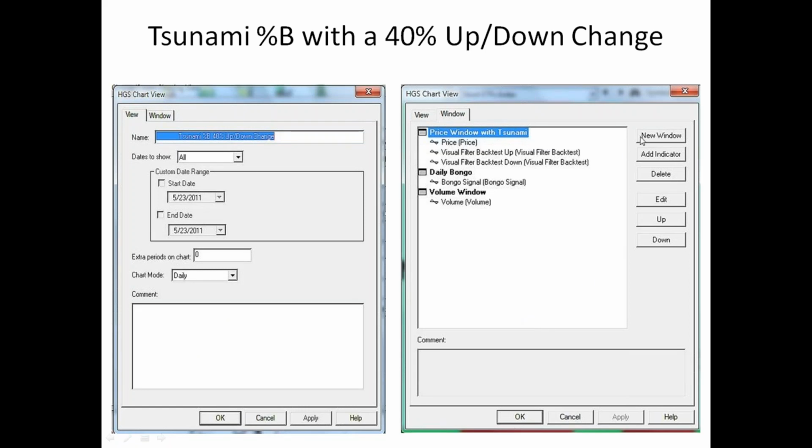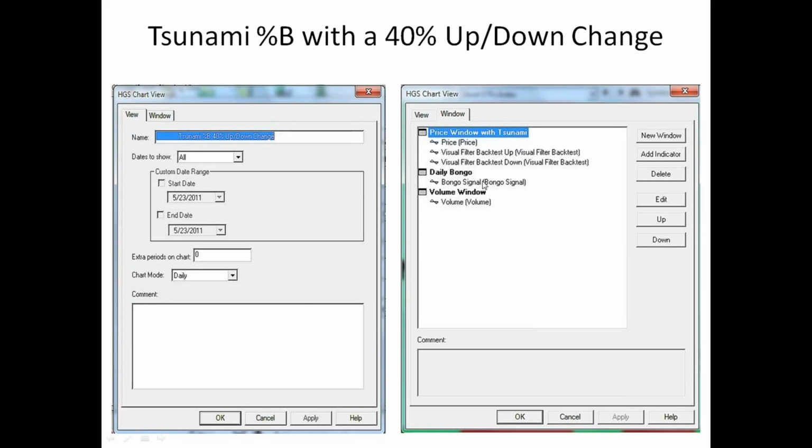And you see you've got new window, add indicator, delete, edit, up or down. You click on new window, and you first enter, and you'd write this in, price window with Tsunami. After you've done that, you'd click add indicator, add price, visual filter backtest up, visual filter backtest down. We're going to see the chart in a few minutes, and you'll see what I did here.